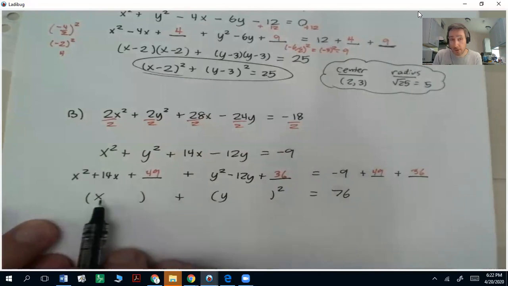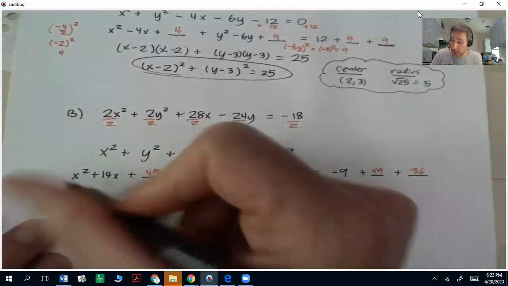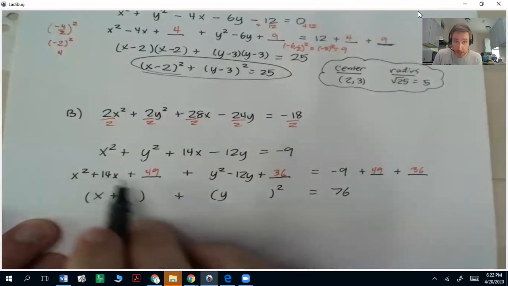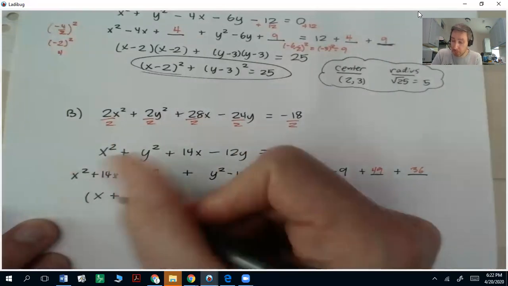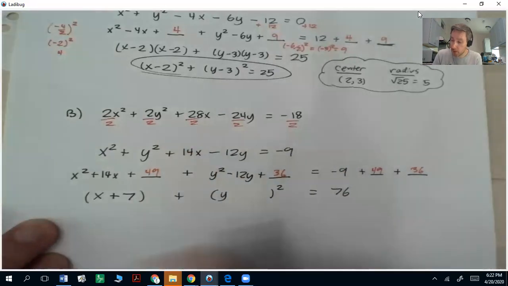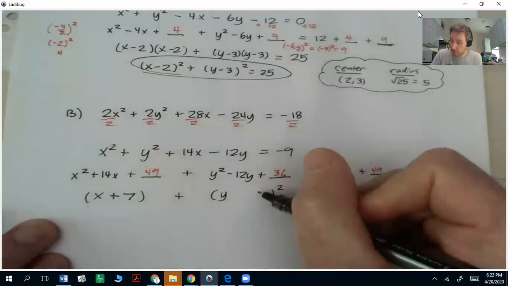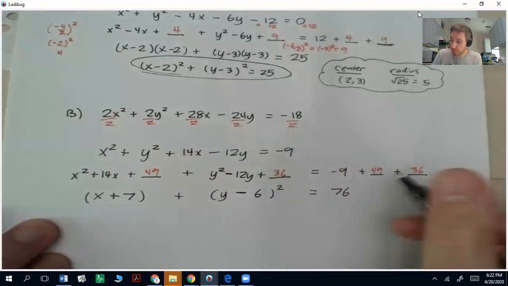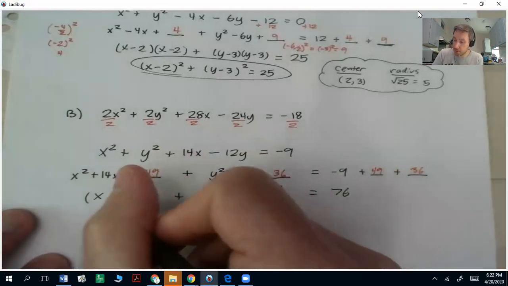So what's going to follow the x? Since that's a plus 14x, it's going to be a plus. That number that doubles to 14 and squares to 49 is 7. What number doubles to 12 and squares to 36? Well, that'll be 6, but since that's a minus, that's going to be minus 6. And that's 76. There's your equation.